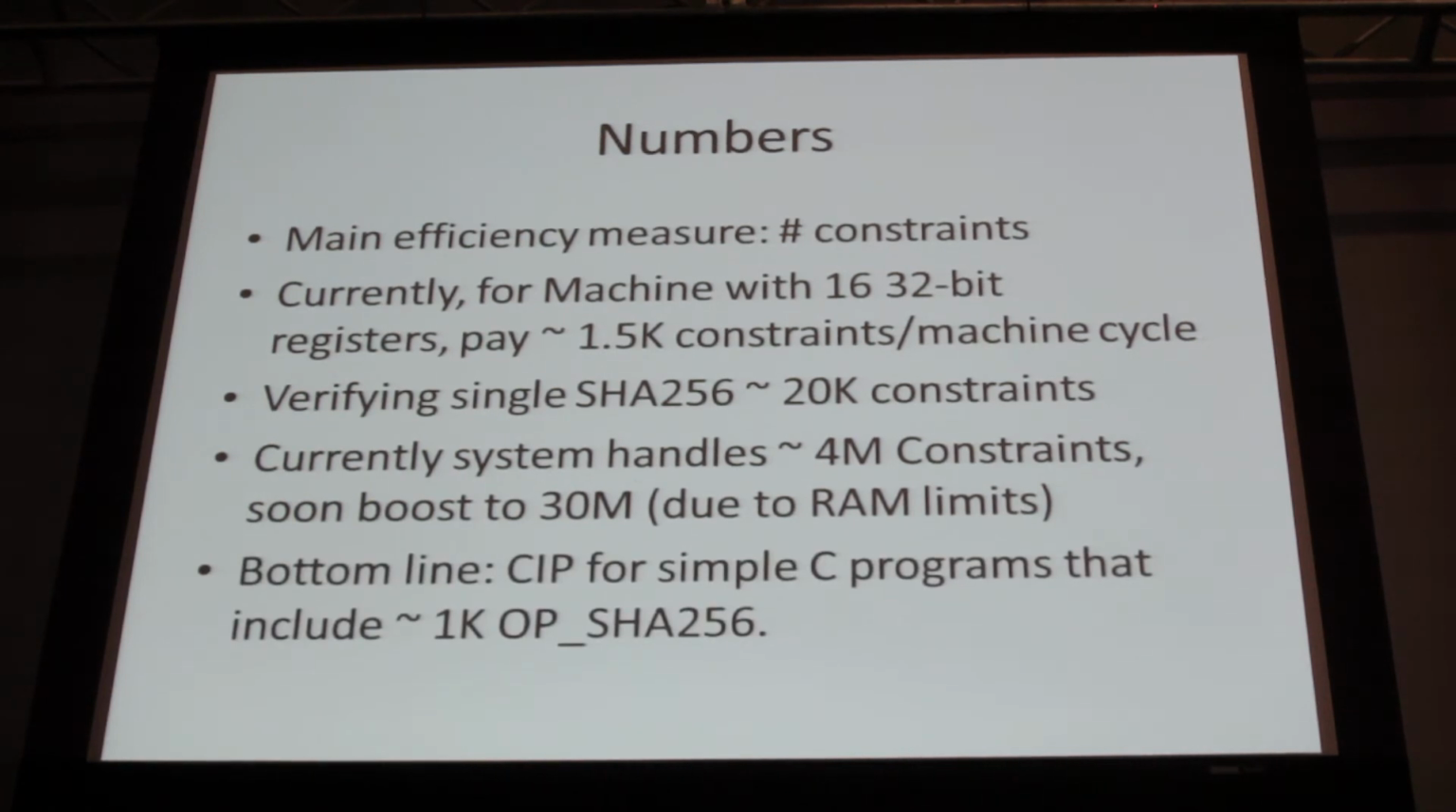So the bottom line would be that if you want to have computational integrity and privacy for some simple C programs that will also include roughly 1,000 SHA-256, then this is something that within a few weeks we should be able to do.